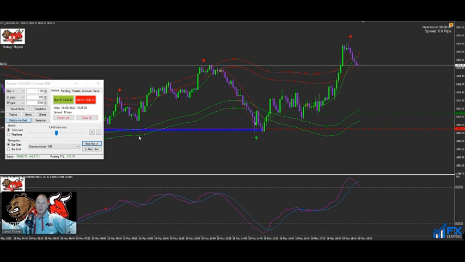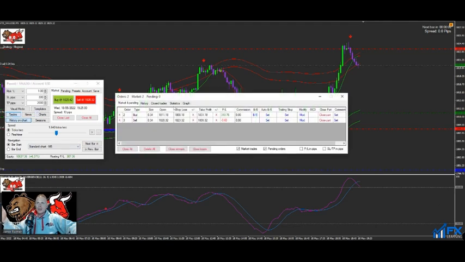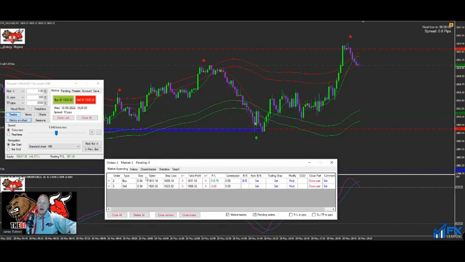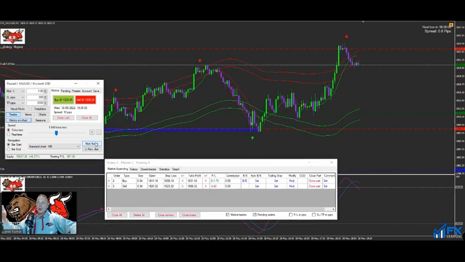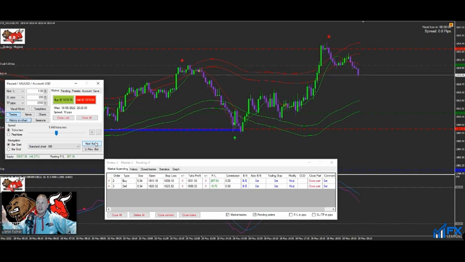Now there's nothing wrong with taking this trade, okay, if you understand that it's against the trend. So I've just taken a sell on this as well. So I just want to show you the trades. So you can see here I've got 2 trades. I've got a buy and a sell at the same time. So hopefully price pulls back slightly there.